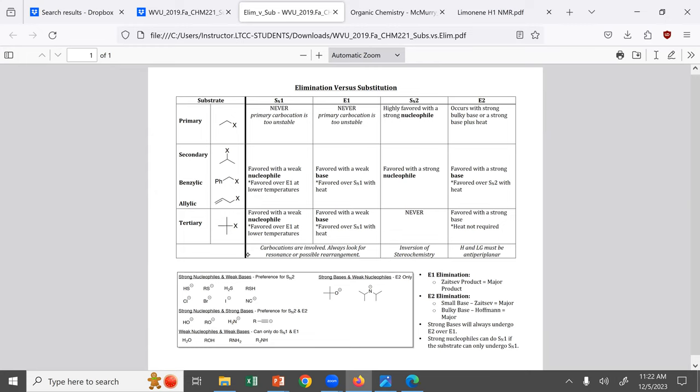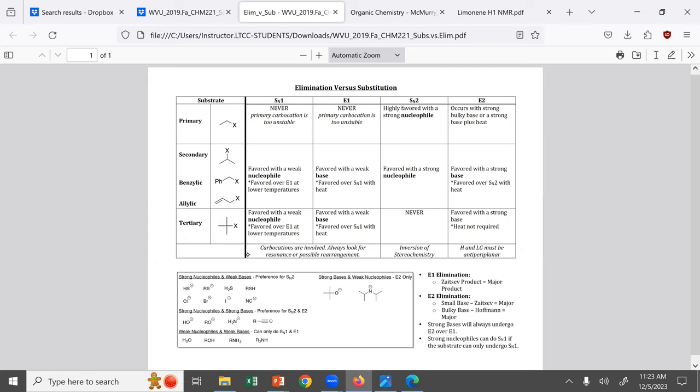Including, if it's E1, you get the Zaitsev product. If it's E2, you get Zaitsev if it's a small base, or you get the Hofmann product if it's a bulky base. Strong bases always go E2 over E1. And tons of information on this page here. This is a hugely valuable study tool.